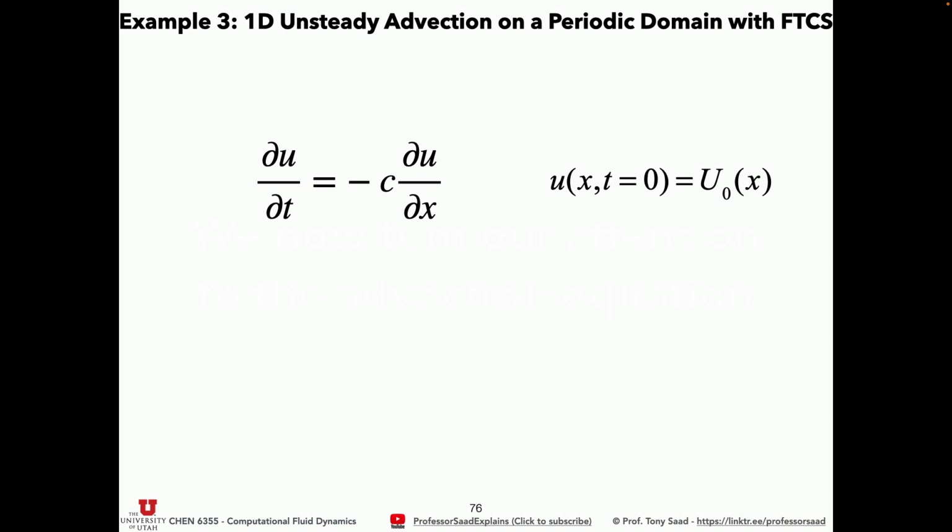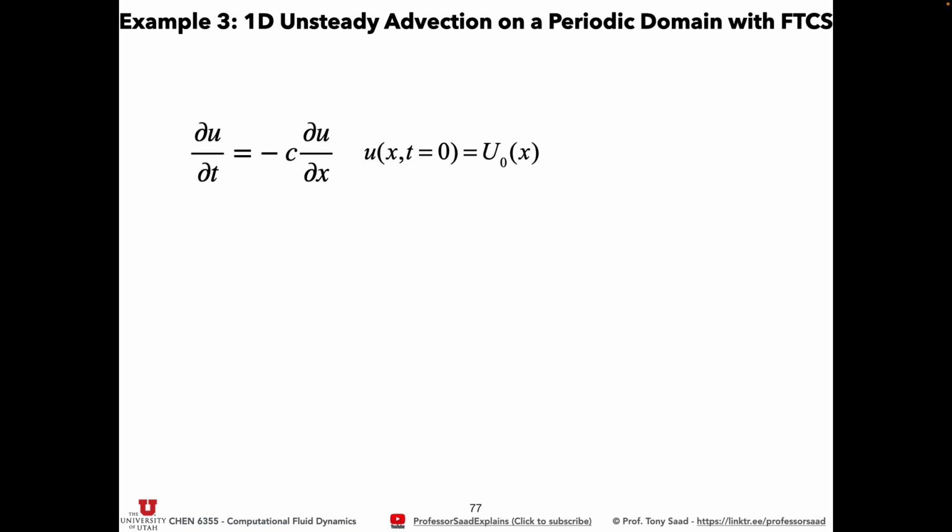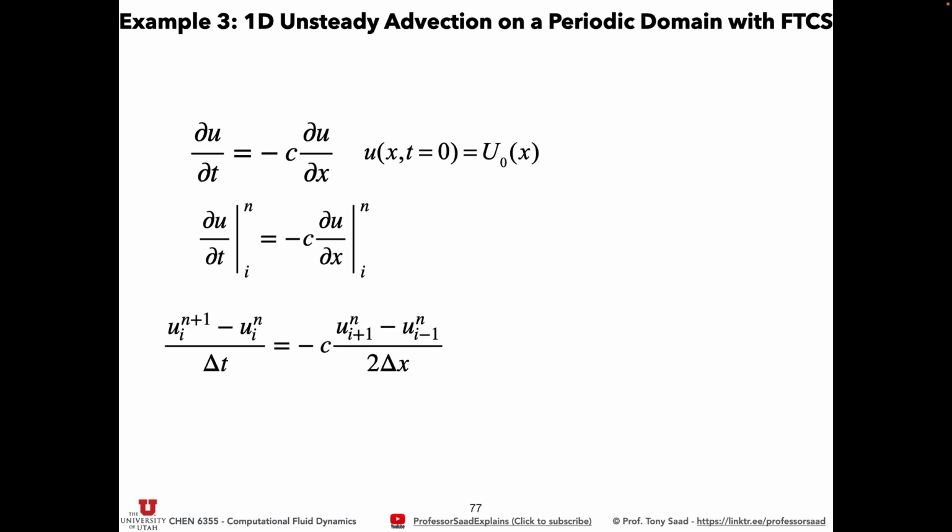Typically, this minus sign tells us that if c is positive, things are going to move from left to right. And if c is negative, things are going to move from right to left if your x-axis is from left to right positive, okay? All right, so you've probably seen this in your ODE course. What we're going to do is take the equation, apply it at point i, time level n, okay? And then we will approximate the time derivative with the forward Euler approximation, which is u_i^(n+1) minus u_i^n over delta t at point i.